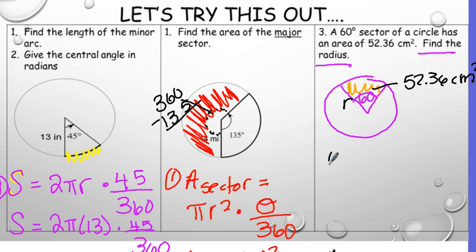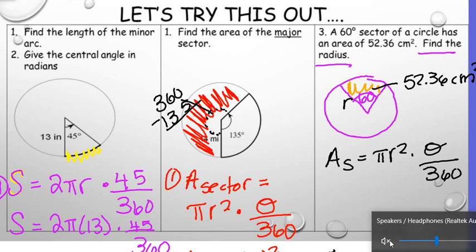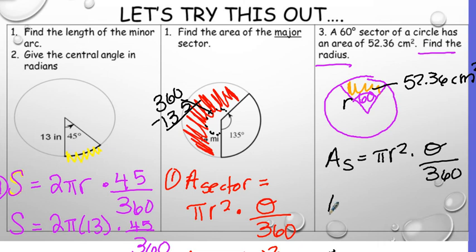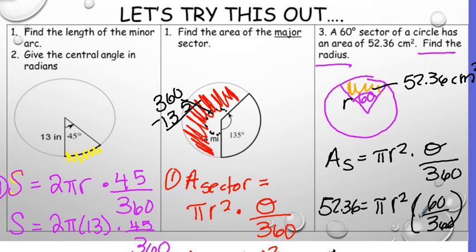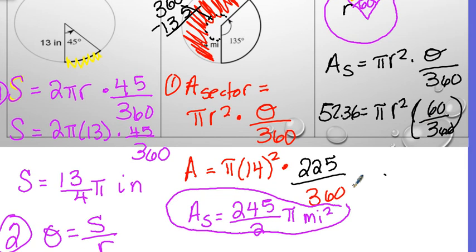So the area of a sector equals pi r squared times theta over 360 degrees. If you have that, then the area of the sector equals pi, and your radius is what you're trying to find, r squared, times 60 over 360. Well, hold on. I know the area of the sector already. So that's 52.36. All right, so what I'm going to do is divide both sides by 60 over 360 so I can get that r.